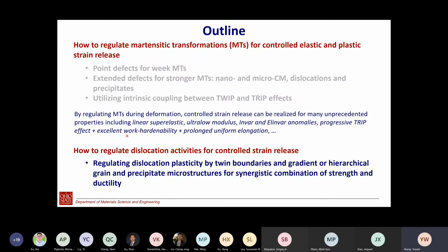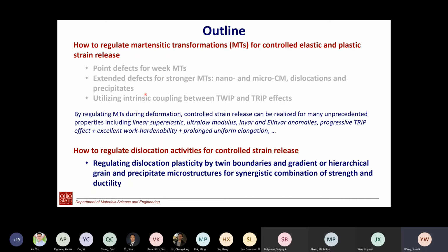By doing so, we can really change the behavior of martensitic transformation from sharp first-order into continuous transformation. By doing so, you can produce linear superelasticity and ultra-low elastic modulus. You can also have these Elinvar anomalies, which means that you can have a zero thermal expansion coefficient, or you can have an elastic modulus which doesn't depend on temperature. And you can also make a very progressive TRIP effect. So you can have a very large uniform elongation. And in this case, you can produce materials with simultaneously high strength and high ductility.